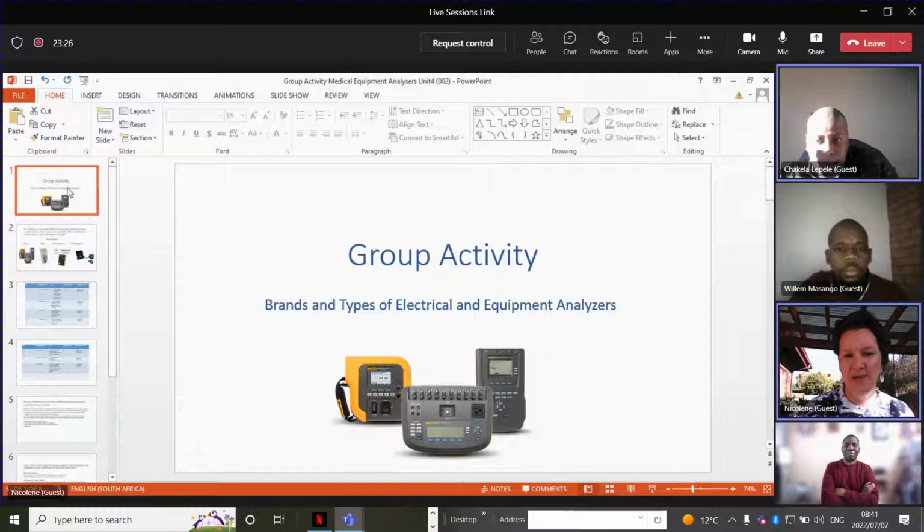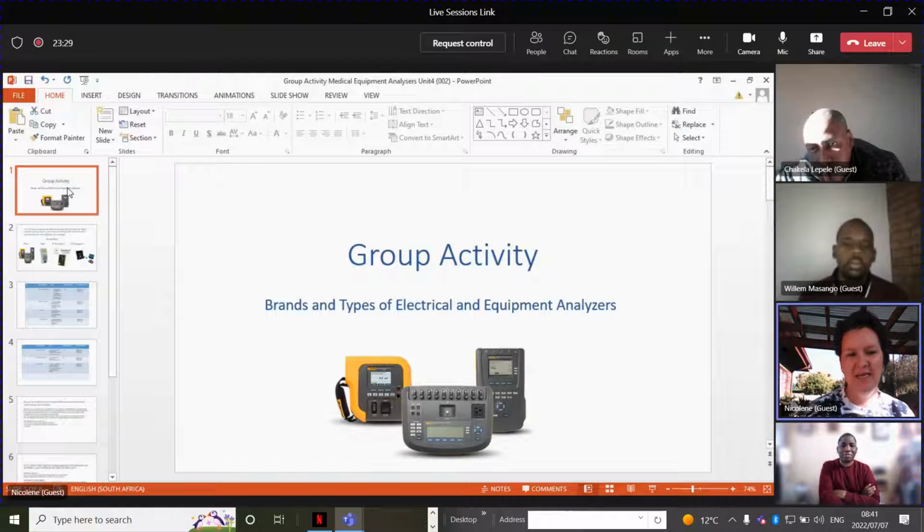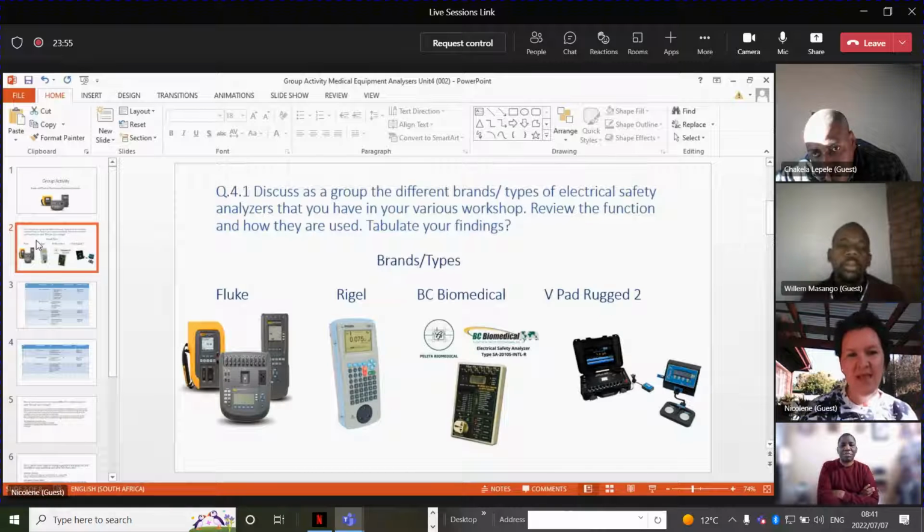We did this as a group activity, like was presented on questionnaires. We all worked together via email, presenting our information together, and we joined it into this PowerPoint presentation. So the following questions were asked: the brands and types of electric safety analyzers. And then we put together the following. Discuss as a group the different brands and types of electric safety analyzers that you have in your various workshops. Review the functions and how they are used.